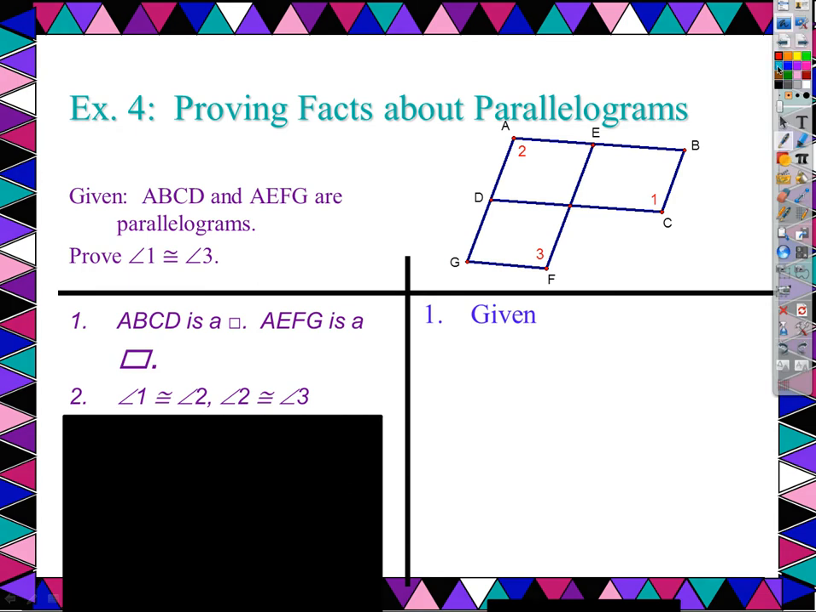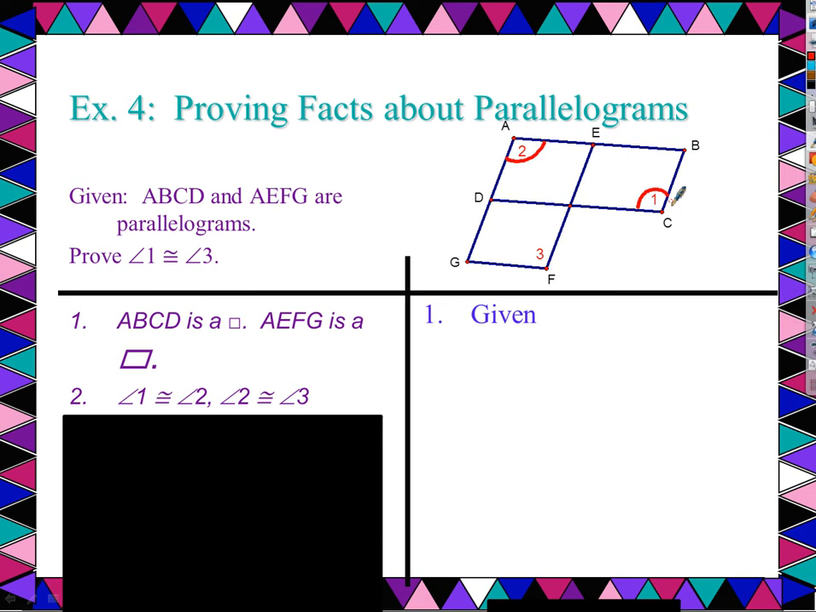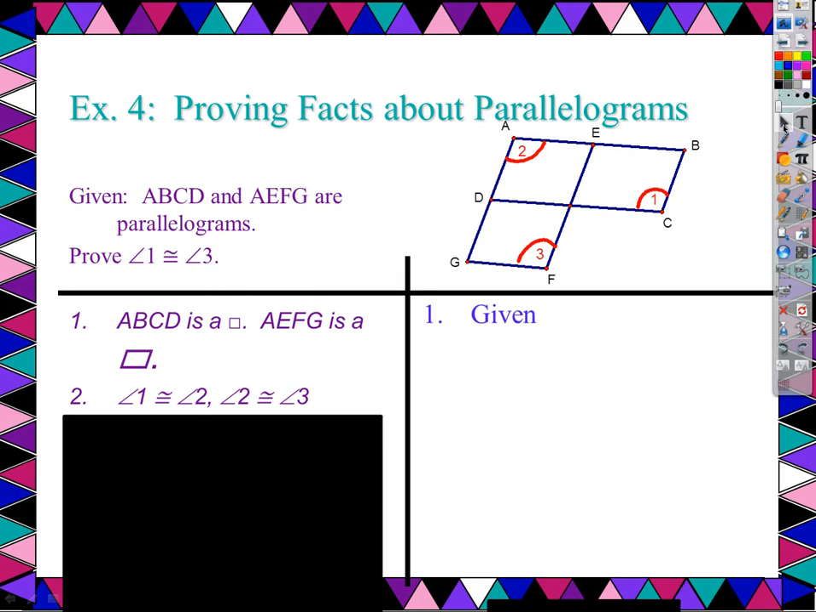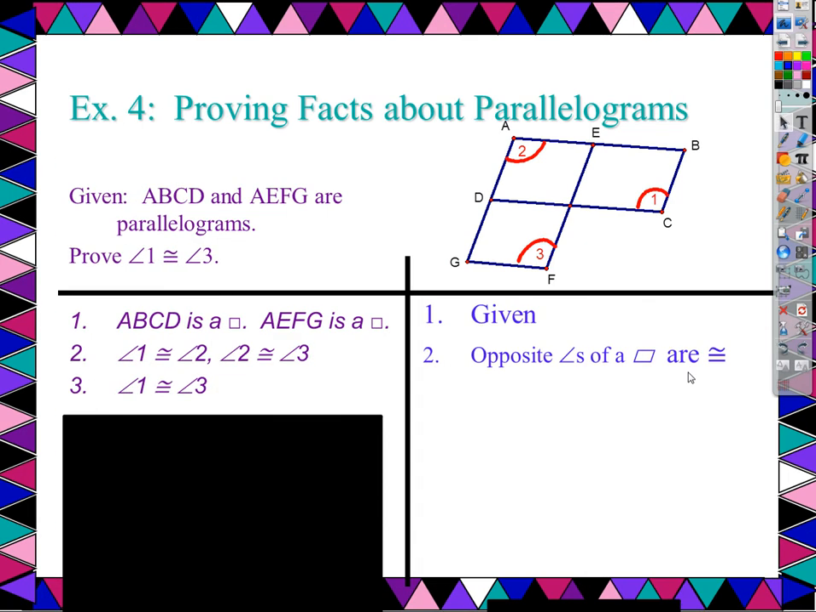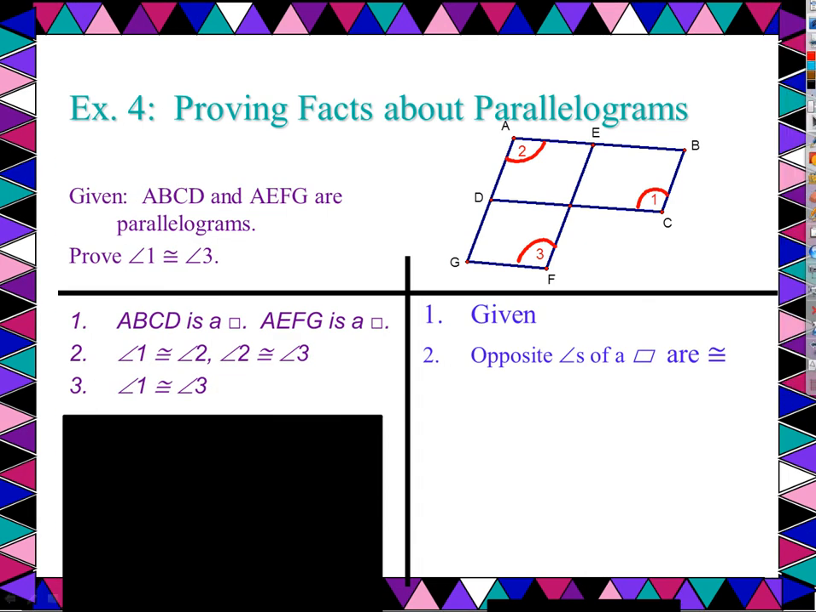So let's draw in these congruences. So that's true, right? And 2 and 3 are also congruent, right? Okay. And so opposite angles congruent. And then that's all we need, isn't it? Now we should be able to say if I know that 1's congruent to 2 and 2 is congruent to 3, then I should be able to say that 1's congruent to 3. Now what's my reason for that? Do you remember that one?